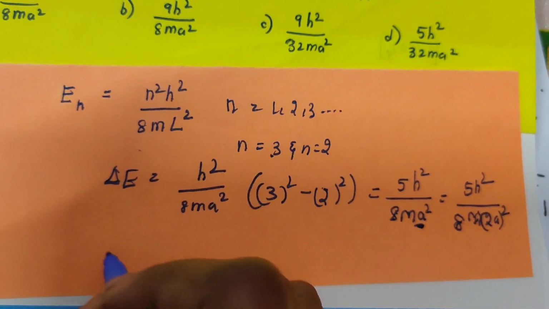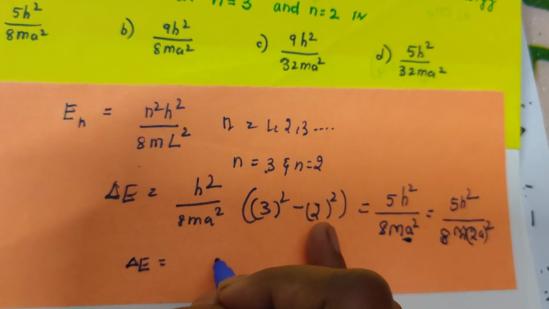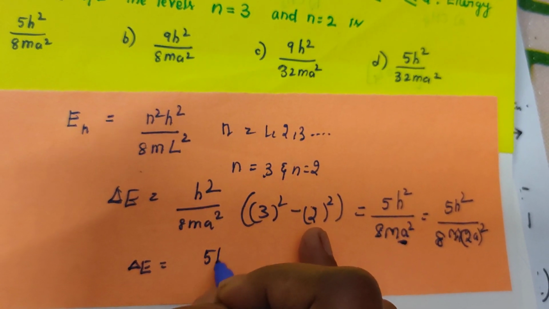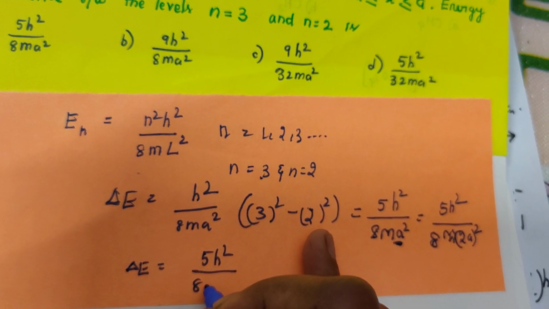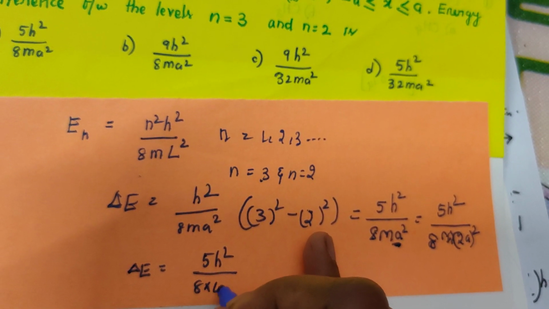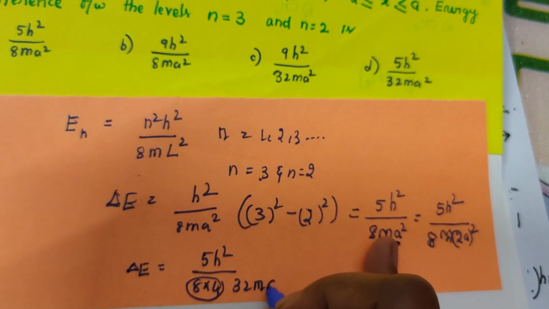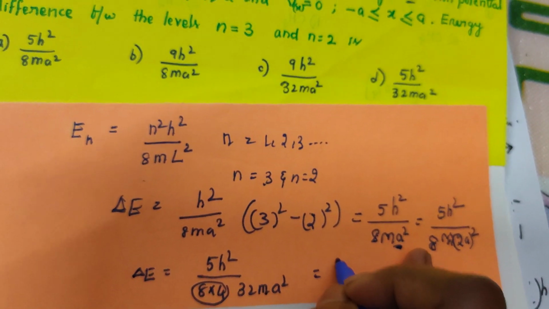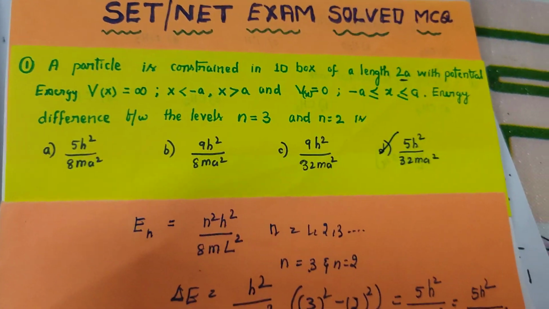If you multiply overall, the ΔE value we get is 5h square upon 8 multiplied by 4, so directly 32 m a square. So this is the correct option, and option D will be the right answer.